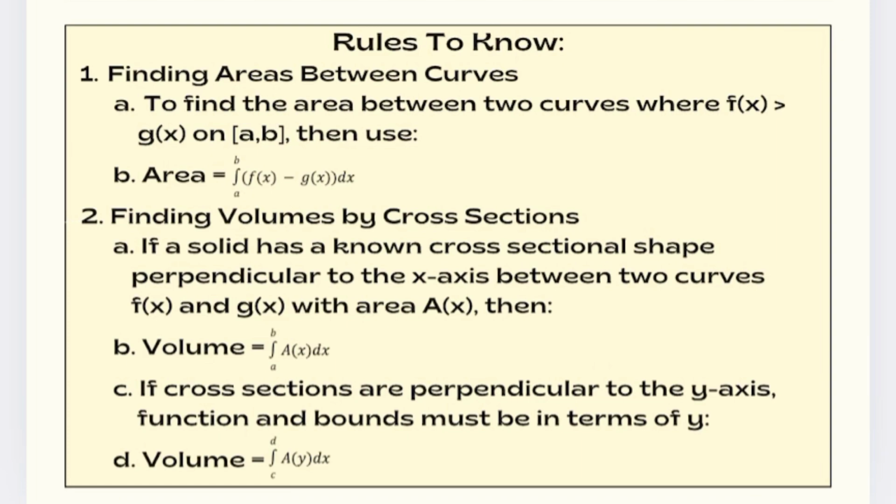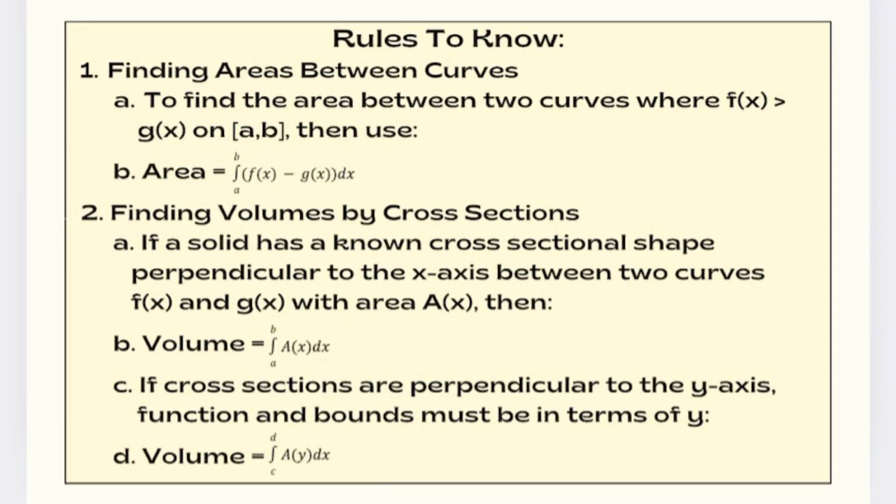So now on to the rules to know. First, we need to know how to find areas between curves. So if one function is on the top and one function is on the bottom, we subtract the bottom function from the top function. Then we place that in an integral, put dx, and then the x coordinates of the intersections we use as the bounds of integration. Then just simplify that integral and you get the area between the curves.